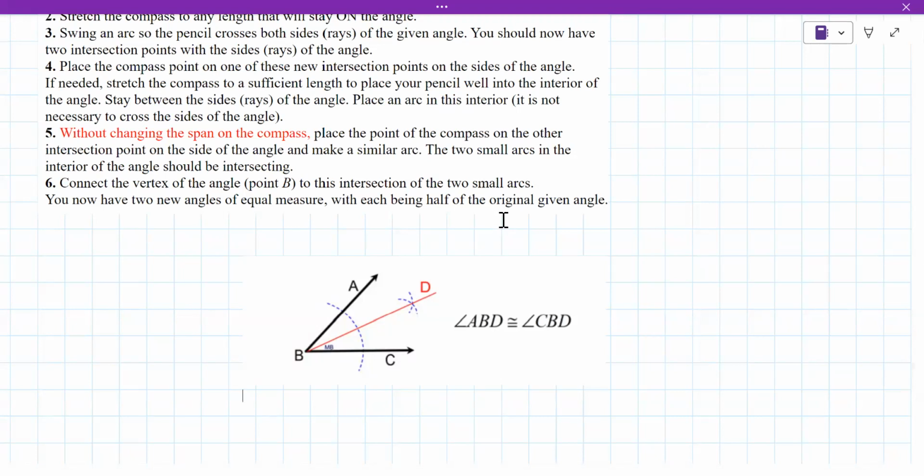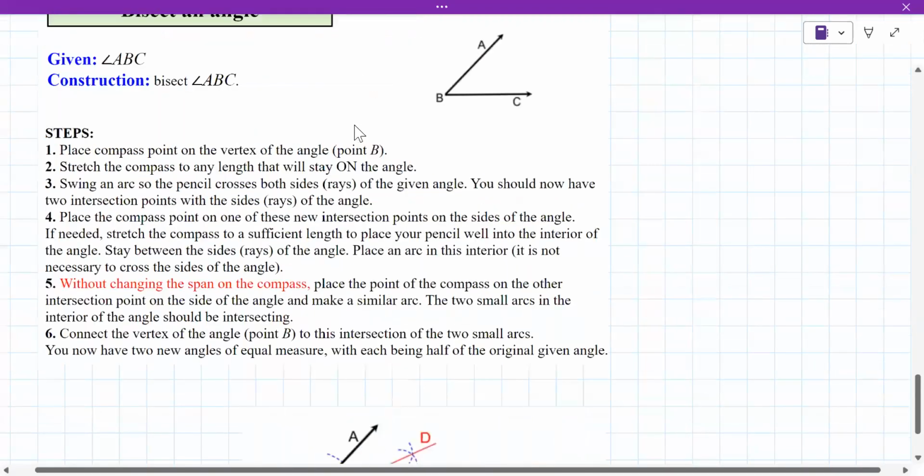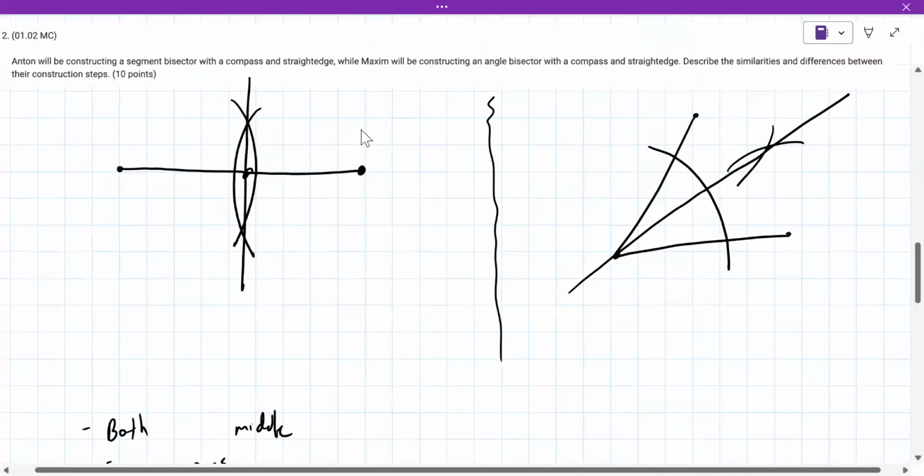Both do create two congruent segments. The segments it creates are congruent for both of them. It's true.